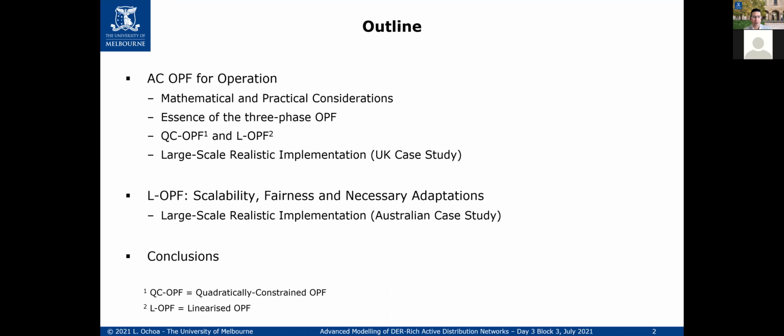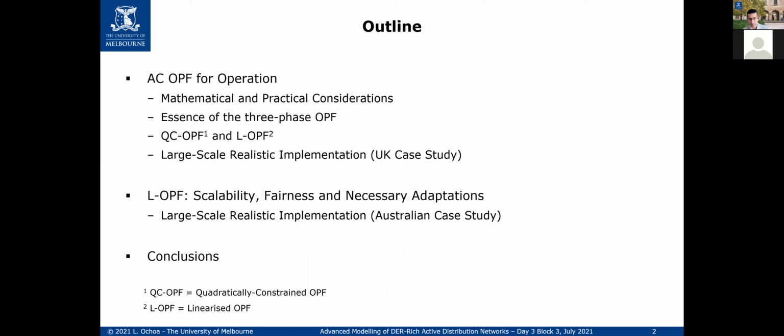So what we're going to discuss now is OPF for operations. So before we were discussing just planning and this AIMS tool that hopefully you will find useful to play with. But now we're going to discuss really the operation aspects. And well, what are the mathematical considerations? What are the practical considerations we need to have?